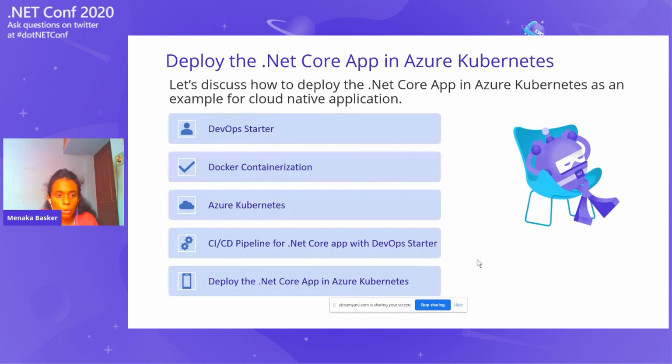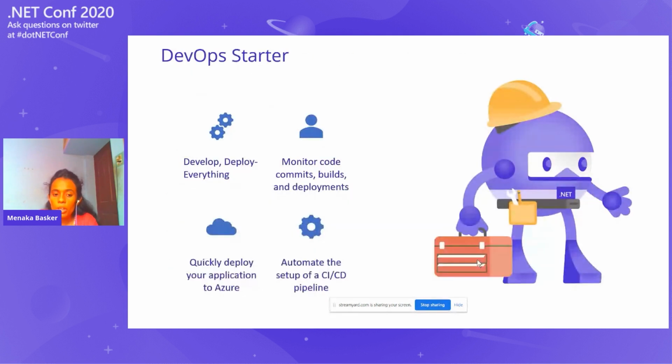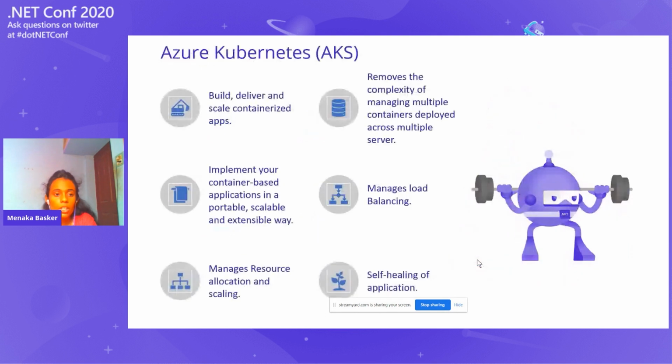So let's go with DevOps Starter. I will explain in detail the demonstration which I will show in Azure. It's one of the services to build, monitor, and commit your deployments, and everything can be done from a single UI. So quickly deploy your application on Azure, and it will automate the setup of your CI and CD pipeline. That's one of the main features of DevOps Starter.